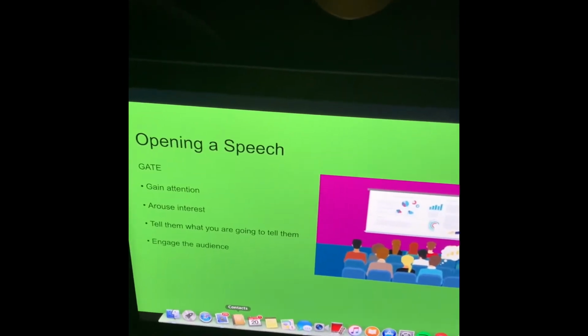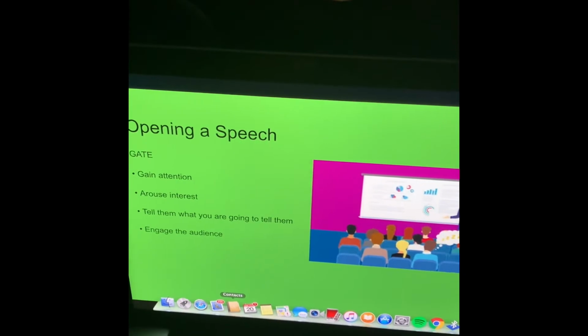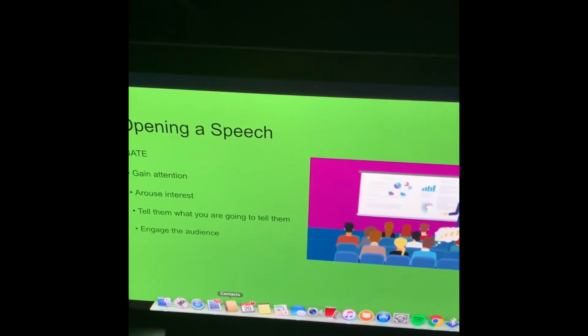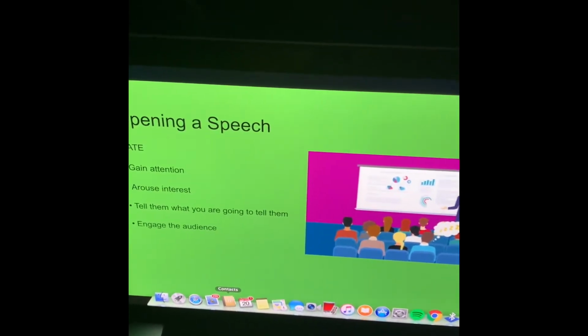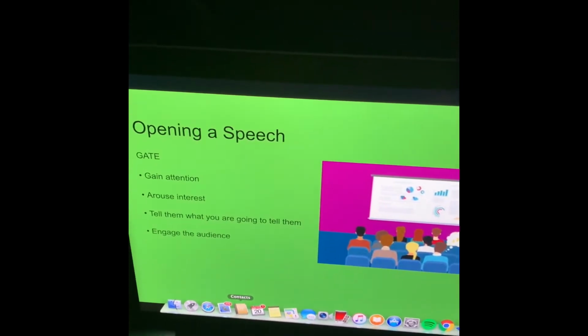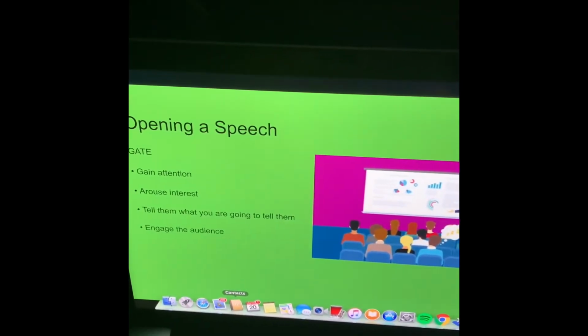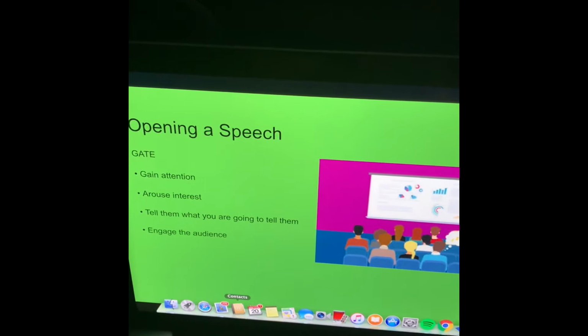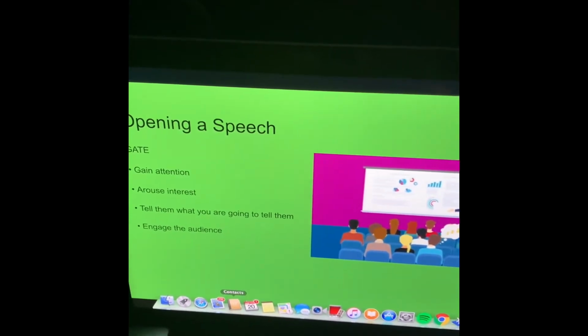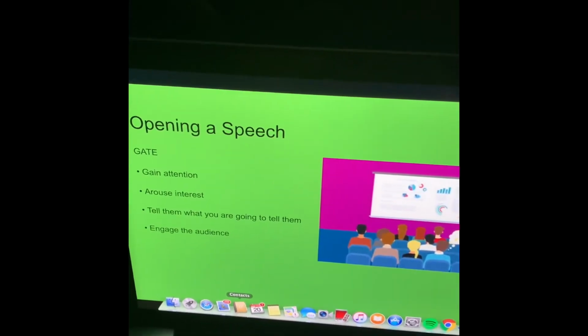GATE is the solution to all openings in presentations and speeches. GATE is split up into 4 equally important parts. The G in GATE stands for gain attention. This is necessary because if you do not have the attention of the audience from the beginning, then you've already failed. There are many ways to gain the attention of the audience.